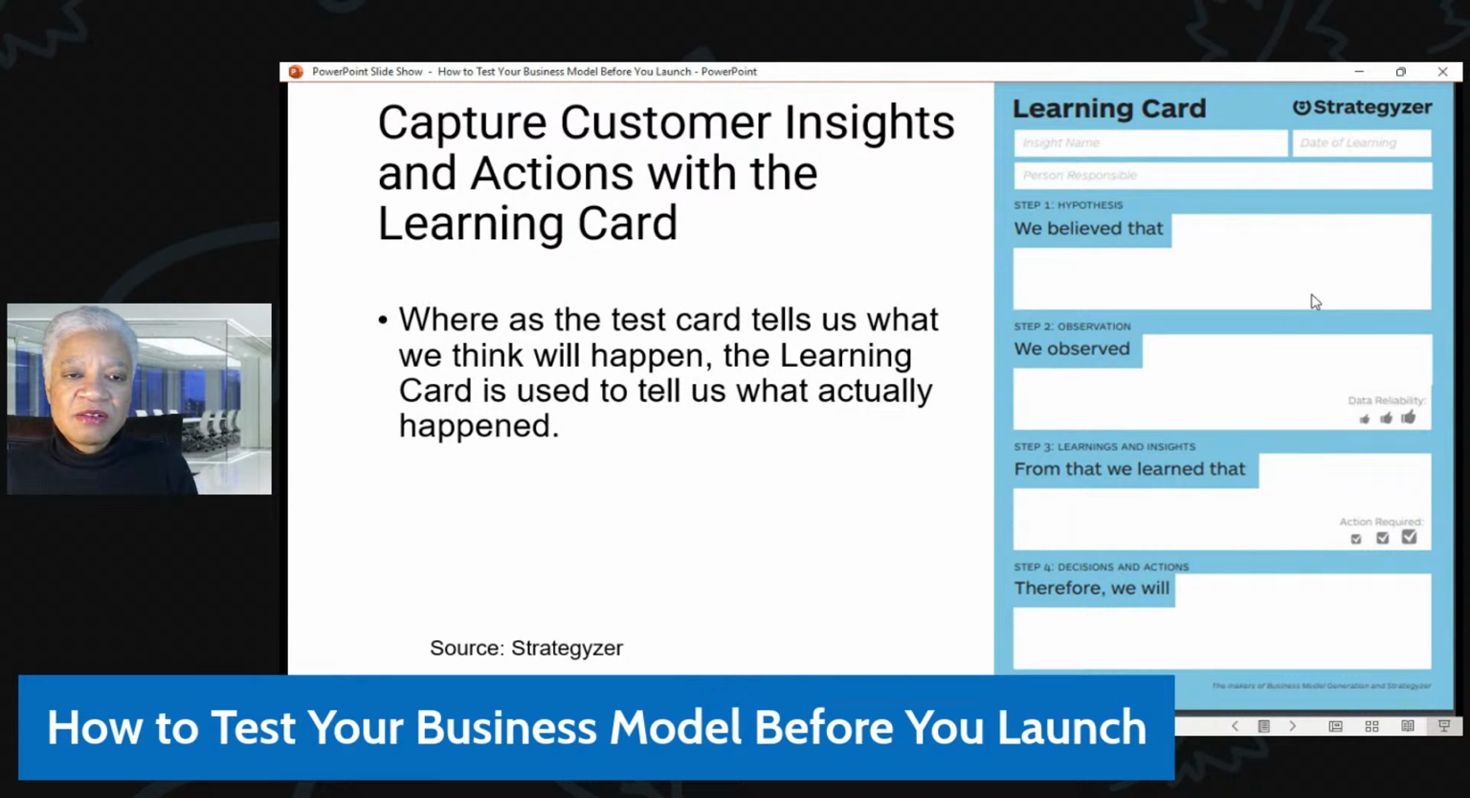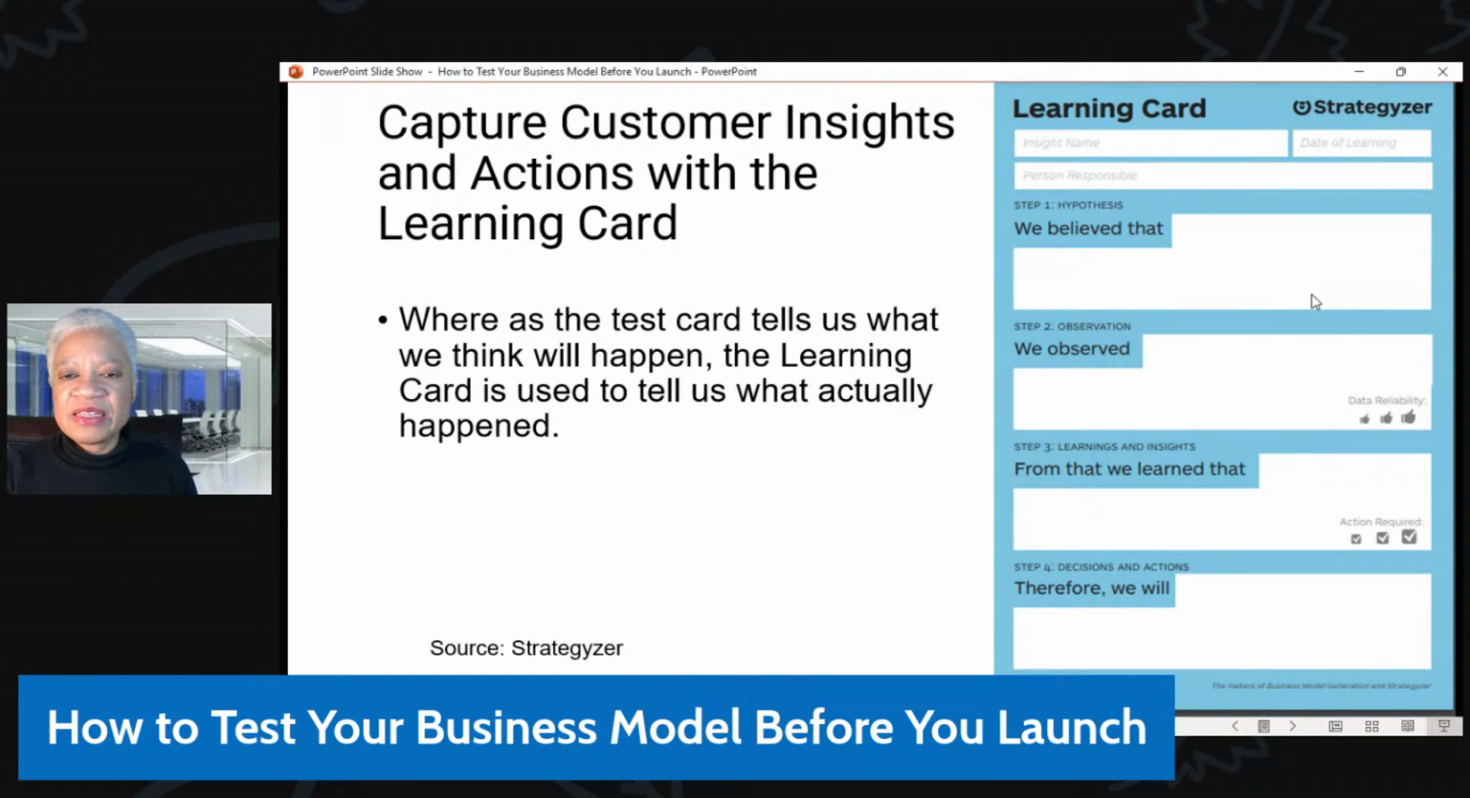All right. So after you do that, you do the learning card, right? Your first card tests your hypothesis. It tells you, even before you launch, before you go on and get further insights, you hypothesize what you think is going to happen. So the green card, you're focusing on what you think would happen, right? That's the test card. The learning card, or the blue card, you share insight.